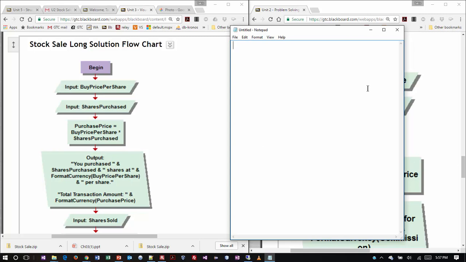So I've got buy price per share, spelled correctly. And what do we say? $10? And shares purchased, we said 10. So then the purchase price, based on the math that we see on the left there, is a total of $100.